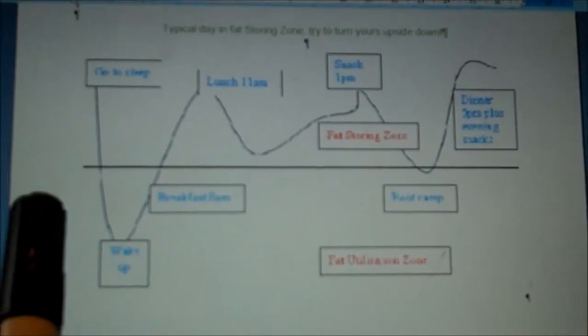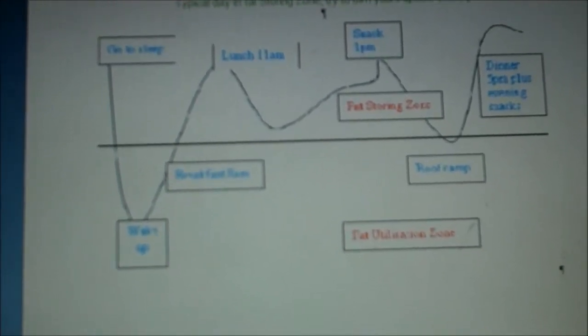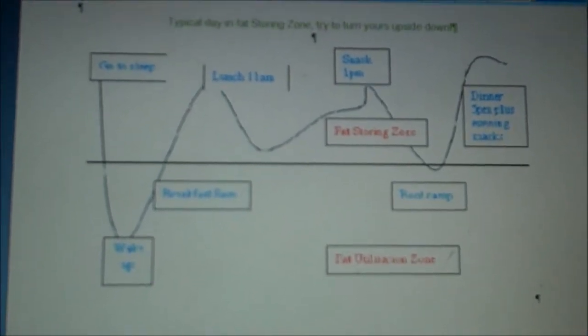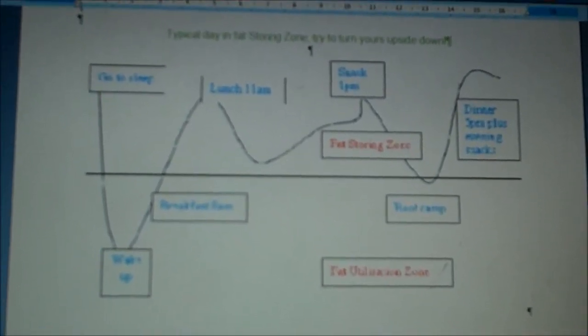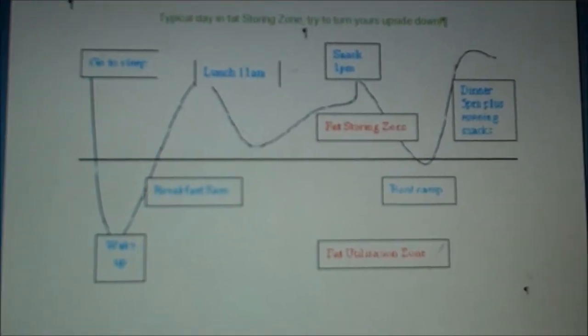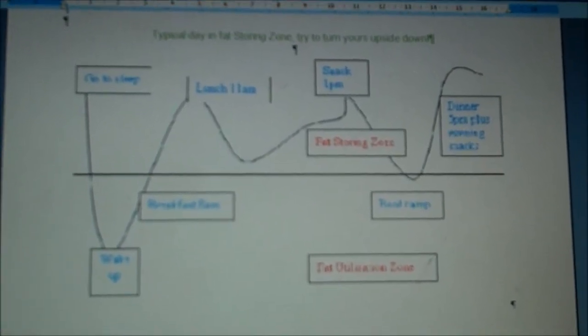Anything below that line, this area here in the red, I've put as our fat utilisation zone. So this is where we want to be. A typical person, somebody who works 9 to 5, for example, goes to an office, whether it's in Bedford or London or travelling elsewhere, a typical 9 to 5 office job, or school teacher, whatever, this will probably be your typical chart.